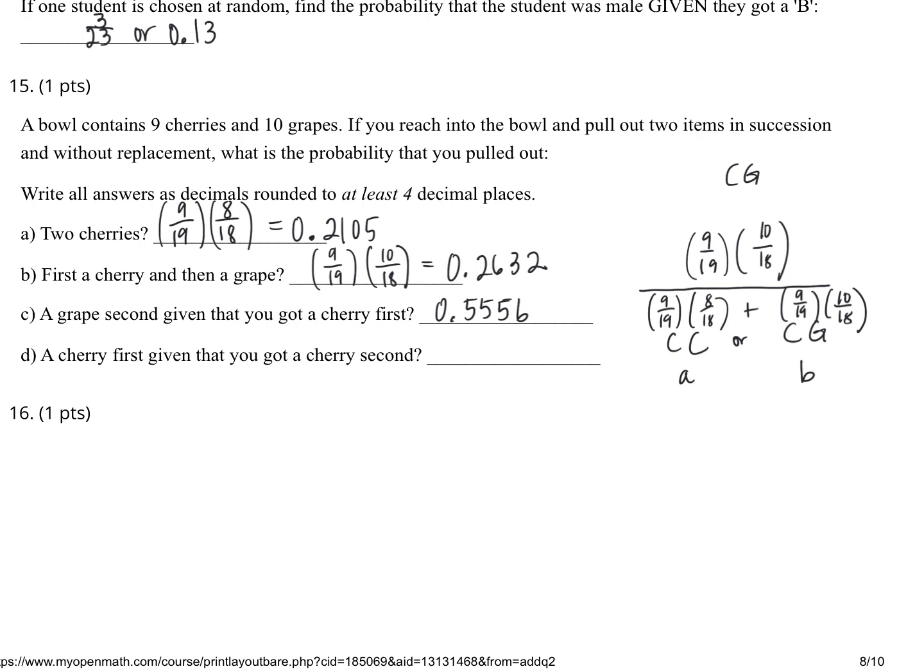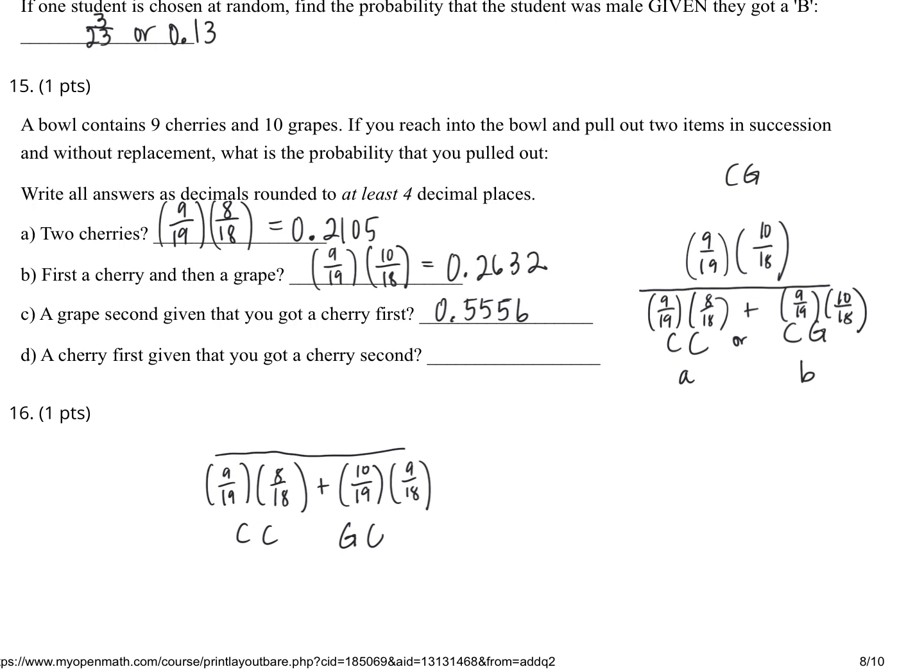All right, the last one: a cherry first, given that you got a cherry second. The way you can get a cherry second is you could get a cherry first and a cherry second, or you could get a grape first and a cherry second. The CC we've already figured out in part A, so that's going to be 9 out of 19 and 8 out of 18. Plus, grape first, we haven't figured this out yet. If a grape first, there are 10 grapes and 19 fruits. Then a cherry, there's still 9 cherries left, but only 18 fruits.